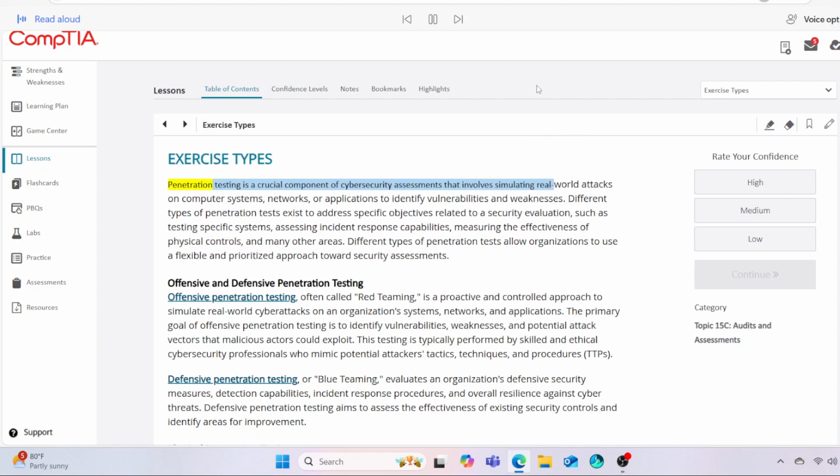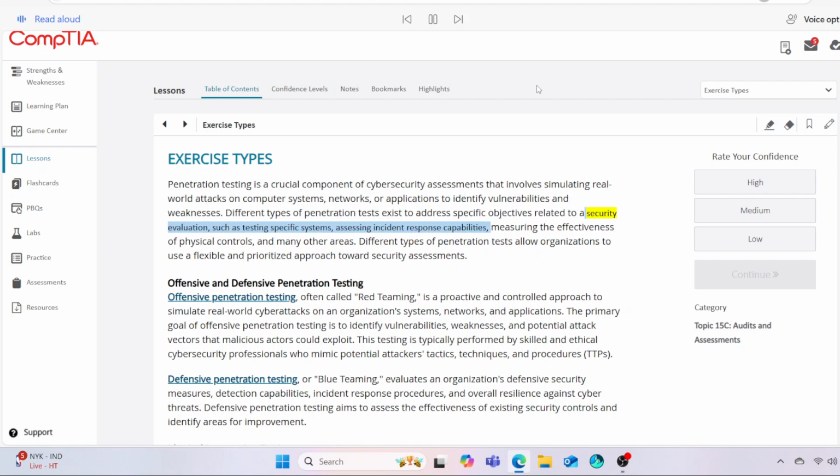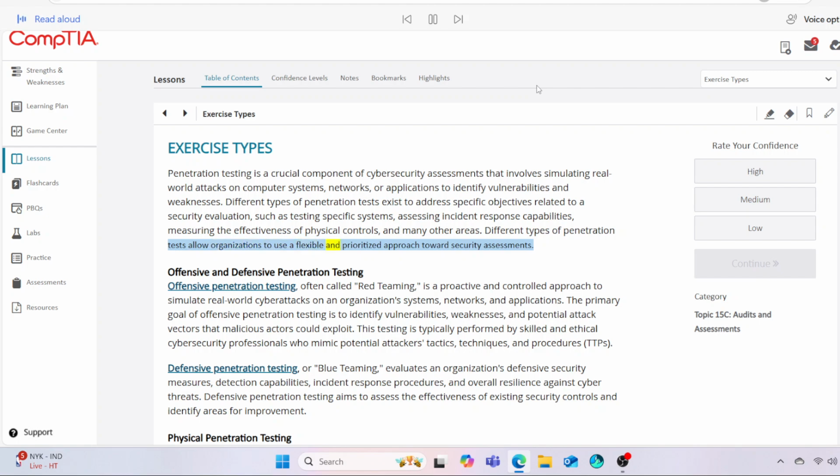Exercise types. Penetration testing is a crucial component of cybersecurity assessments that involves simulating real-world attacks on computer systems, networks, or applications to identify vulnerabilities and weaknesses. Different types of penetration tests exist to address specific objectives related to a security evaluation, such as testing specific systems, assessing incident response capabilities, measuring the effectiveness of physical controls, and many other areas. Different types of penetration tests allow organizations to use a flexible and prioritized approach towards security assessments.